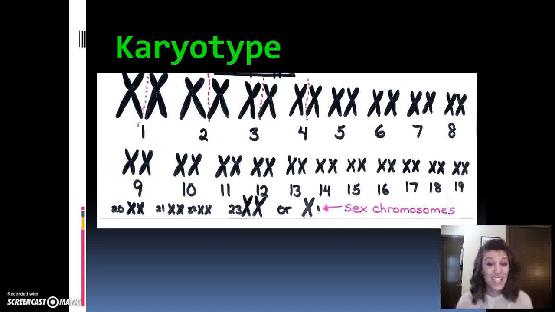So one of the things that you guys are going to be looking for in your karyotypes is whether you have a male or a female. And you can also determine genetic disorders based on looking at a karyotype. So sometimes we have extra chromosomes, sometimes we're missing a chromosome, and sometimes we just have an extra part or are missing a part. So these are going to give us some hints on some genetic disorders we might be seeing.